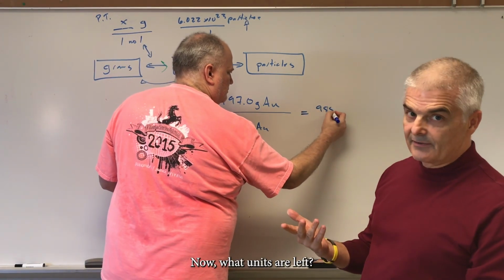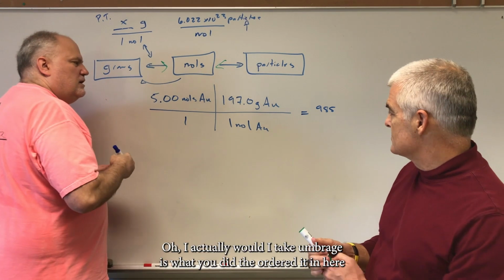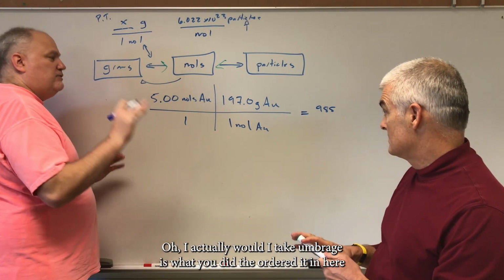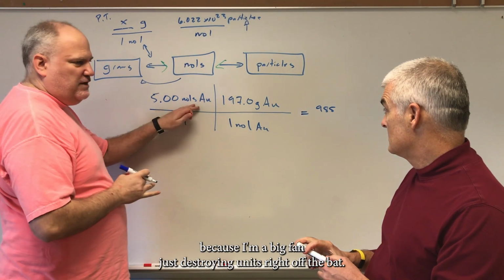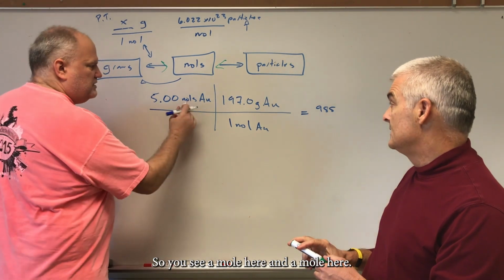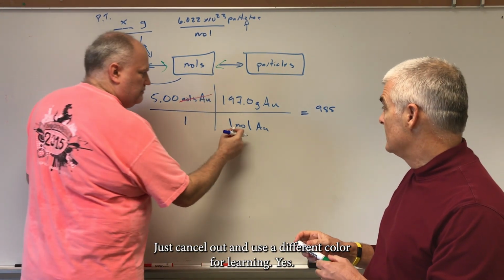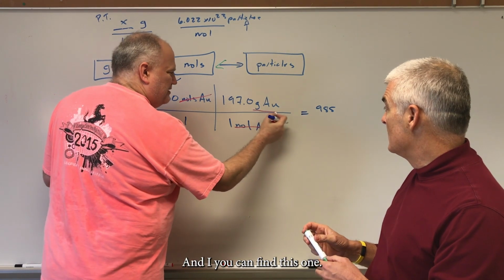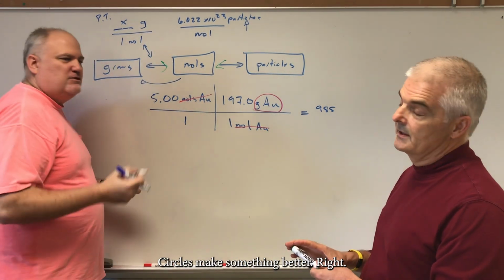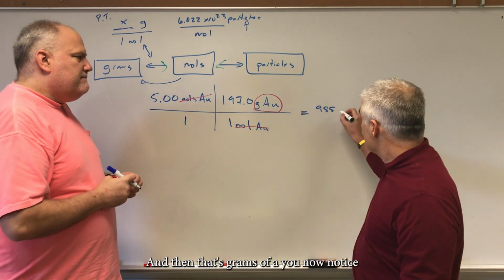Now, what units are left? Can you show what units got canceled? I take umbrage with the order you did in here, because I'm a big fan of just destroying units right off the bat. As soon as you see a mole here and a mole here, don't let it stand. Just cancel it out and use a different color for learning purposes. You can underline it, or even circle it, because circles make learning better, right? And then that's grams of Au.